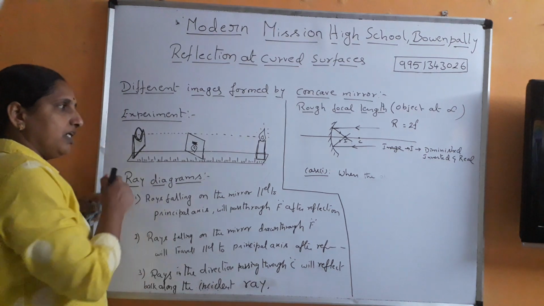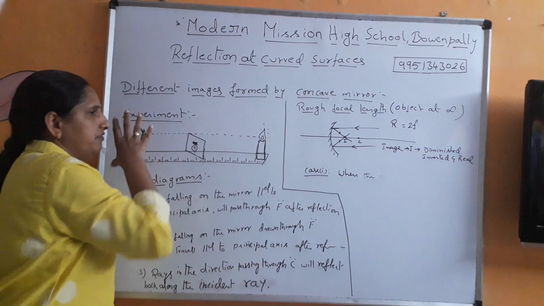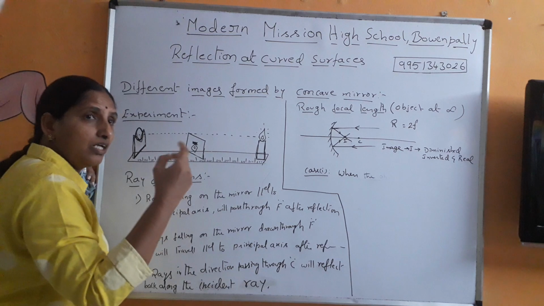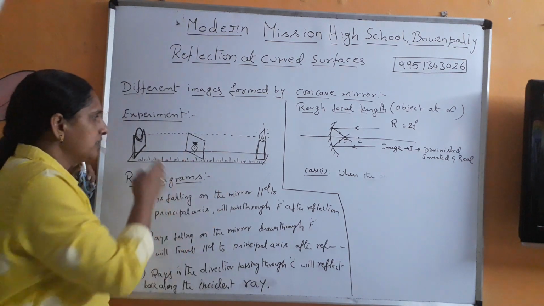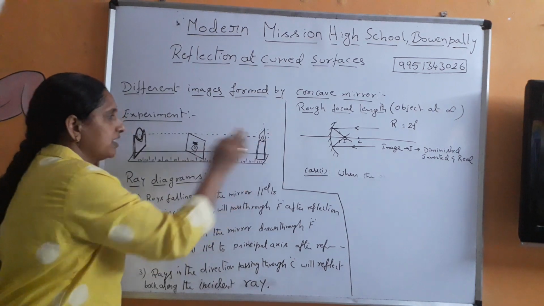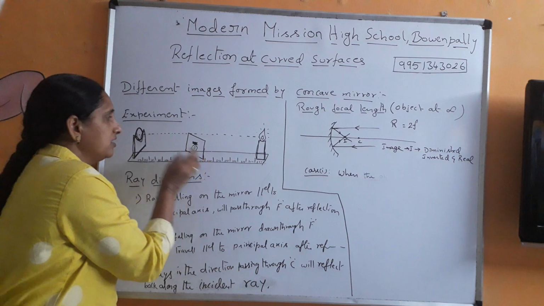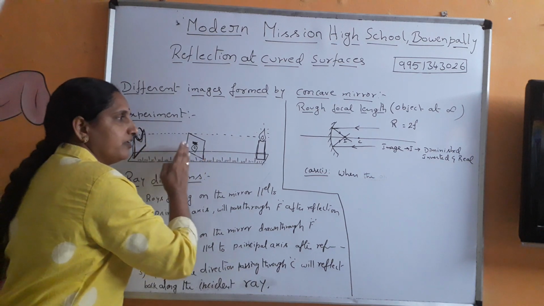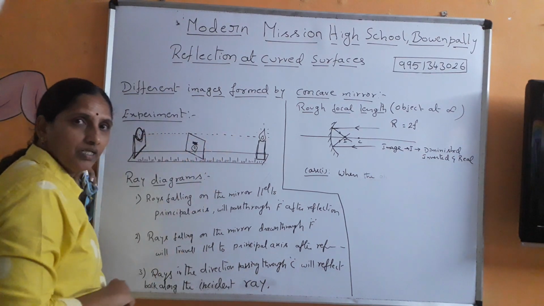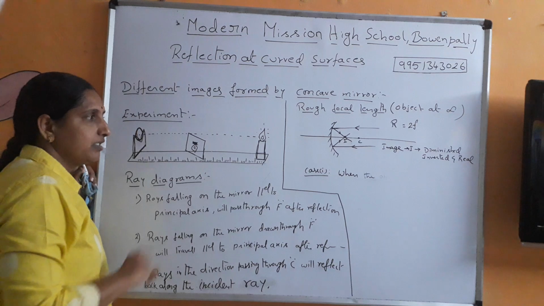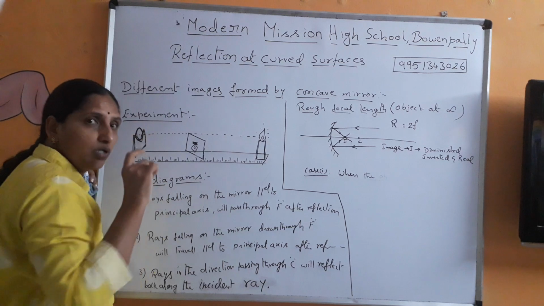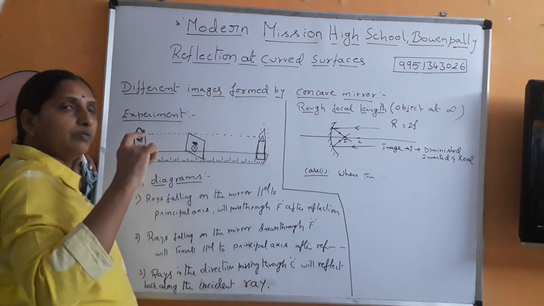Okay, so now we have a concave mirror in our hand. We don't know what its focal length is. There are two ways of doing this. You can simply take something like 60 or 70 centimeters of distance between the object and the mirror, and keep moving the screen away from it, so that you can capture different images. That is one method.